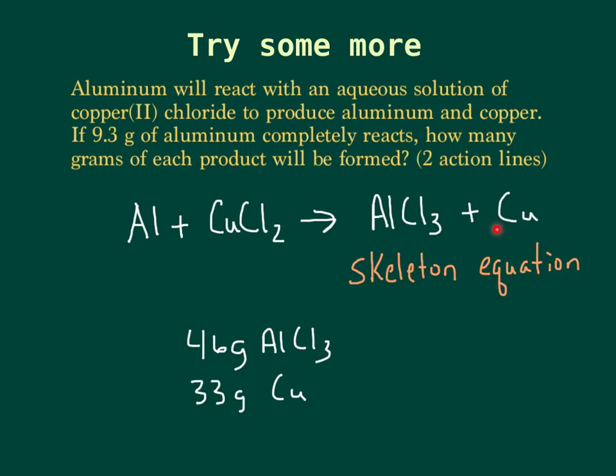Now, the only added bonus I want to show you is this. You could figure out the number of grams of copper 2 chloride because this is your total mass right here of the products. And remember, the law of conservation of mass says the mass of the reactants has to equal the mass of the products. So if you want to figure out copper 2 chloride, add up this total mass and subtract from that 9.3 grams, and that should give you how much copper 2 chloride had to react, as long as you get these answers correct. Or you could always just do another action line starting with 9.3 grams of aluminum and just go to copper 2 chloride.